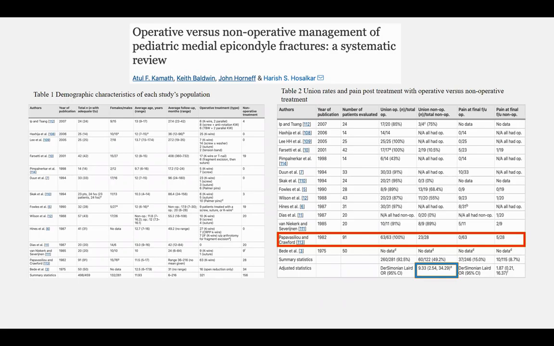Anatomic reduction is ensured with open reduction and internal fixation, so there isn't much surprise that bony union was significantly different between operative and non-operative treatment. Though the question still remains, what is the significance of superior bony union reported by surgical intervention?